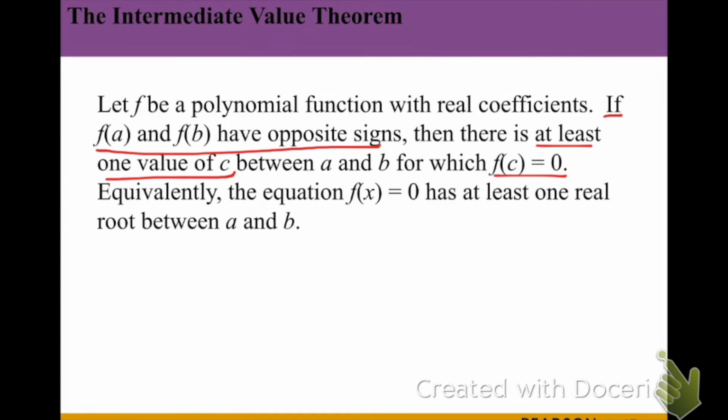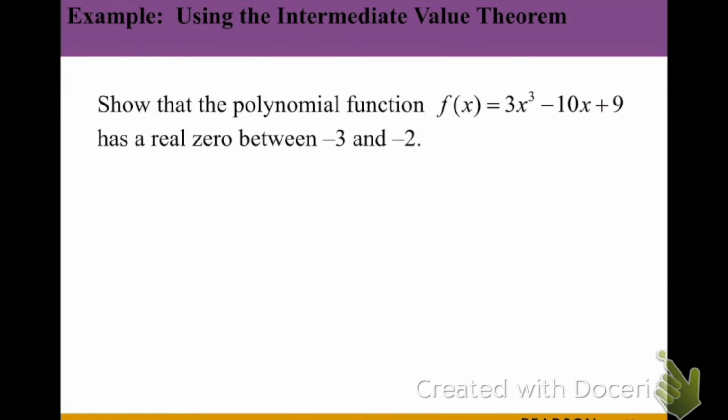This is equivalent to saying that there must be one real root, or an x-intercept, between those two values. So let's illustrate this by showing that the polynomial function 3x cubed minus 10x plus 9 has a real zero between -3 and -2. By the IVT, if we find f(-3) and f(-2), and they have opposite signs, then a value somewhere between -3 and -2 would be an x-intercept for this graph. So let's go ahead and evaluate these.